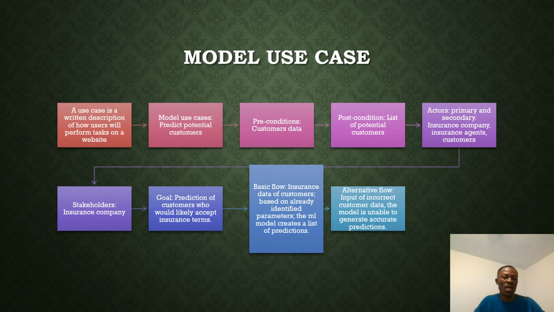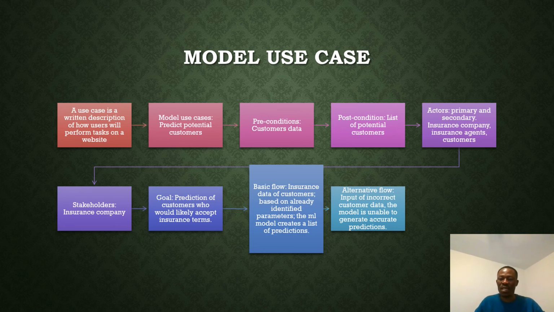The model is written to describe how the task will be performed on the company website, and for the use case, the model should be able to predict potential customers. Now we have the preconditions. With the preconditions, that is where the data is being processed by the model, and the postcondition is what happens at the end of the entire process. This is where customer information is saved for future transactions or for future use.